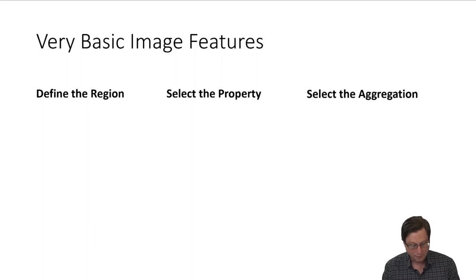There's really three things you need to do. It's kind of like one of those menus where you pick one from each column, and you have to do all three of these things. You define the region that you're going to process, so it's a subregion of the image. You select the property of that subregion that you're going to look at, and then you select an aggregation: how do I turn that property from something over a region into something that has a fixed number of features. Now let's look at these each in turn.